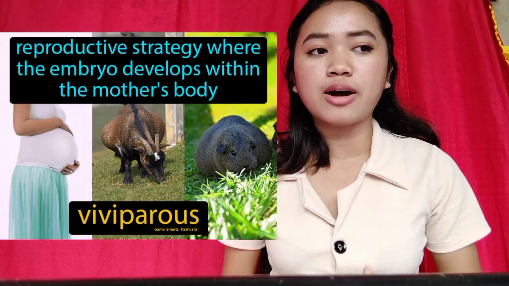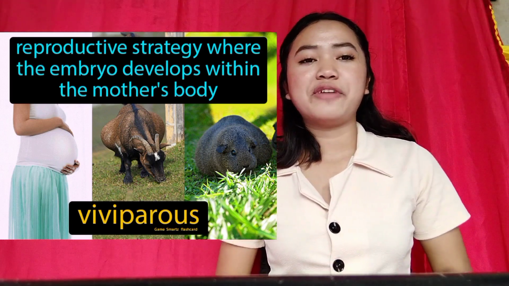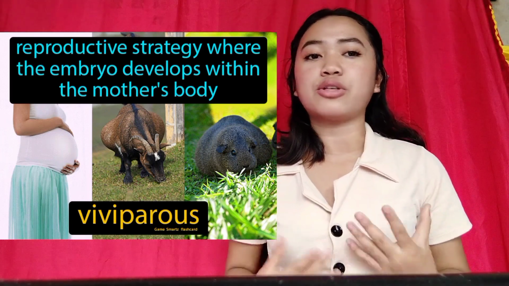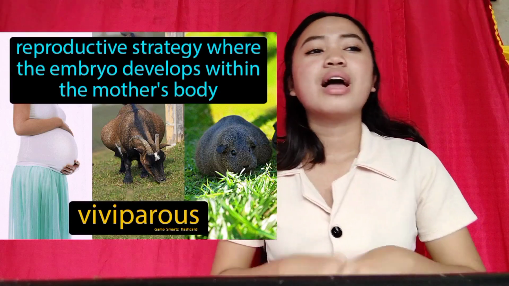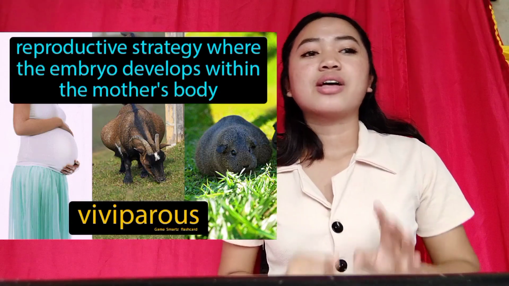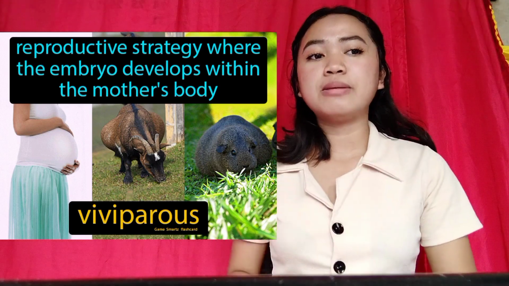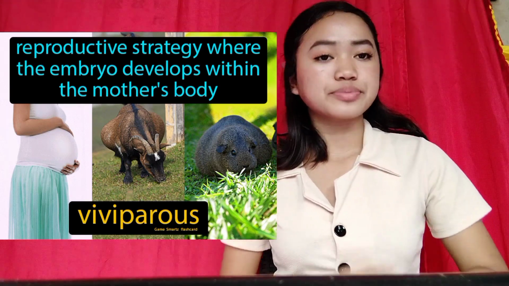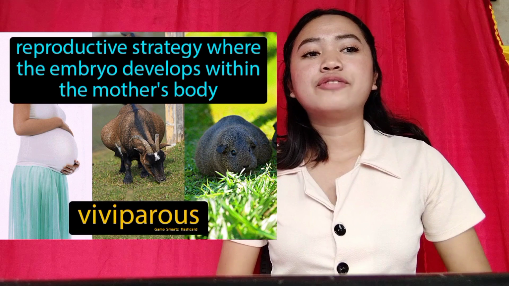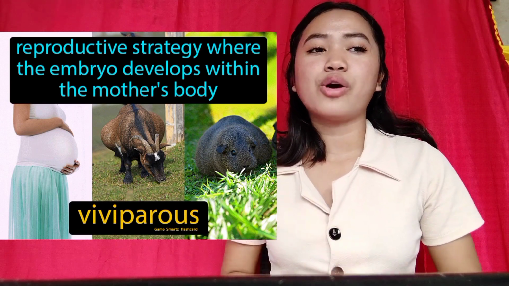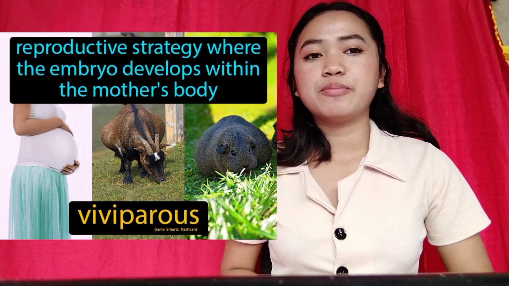And the third one is viviparity. What does viviparity mean? Viviparity is when the young develop within the female, receiving nourishment from the mother's blood through a placenta. The offsprings develop in the female and are born alive. Viviparity, in other words, is live bearing.